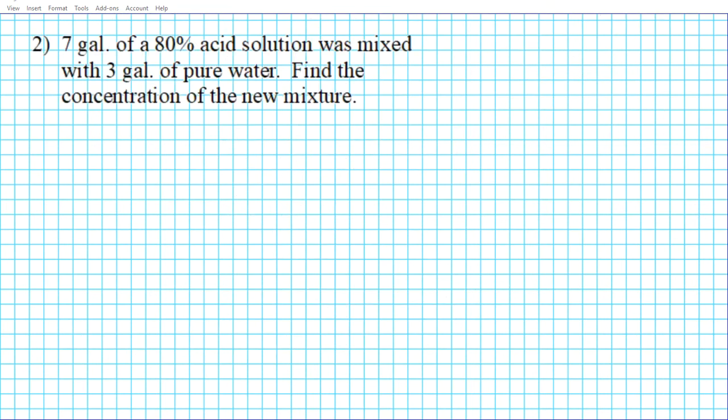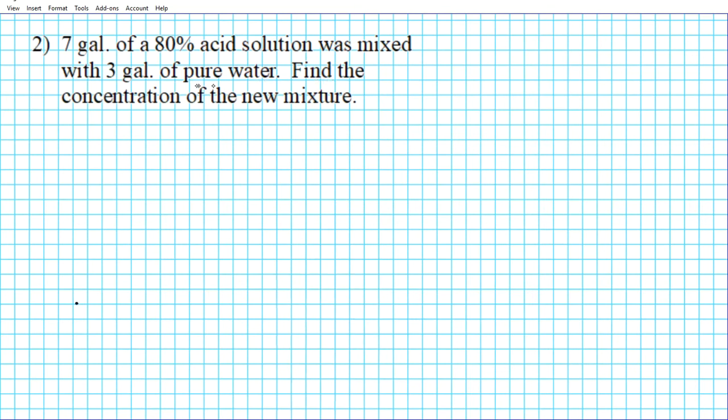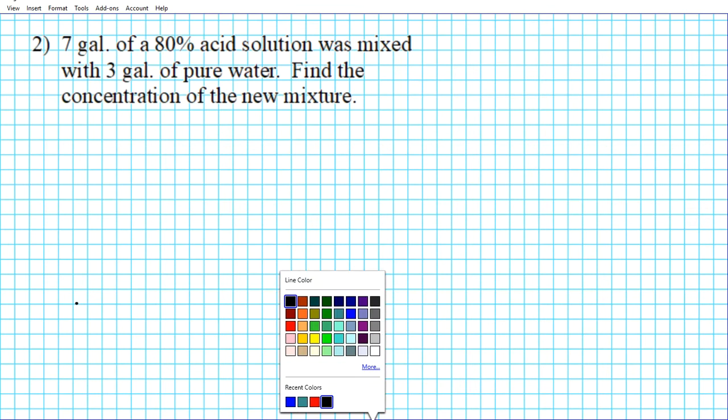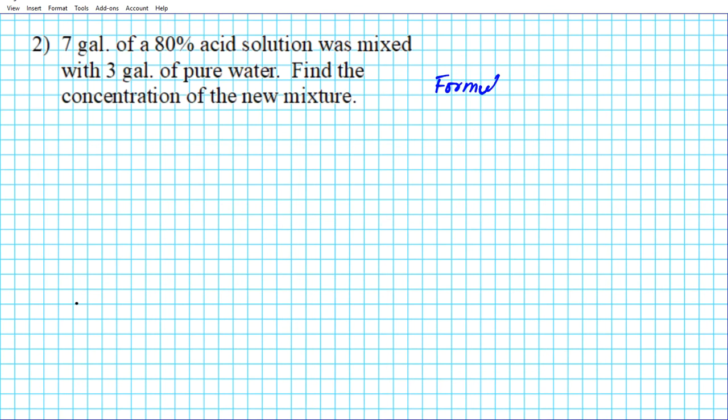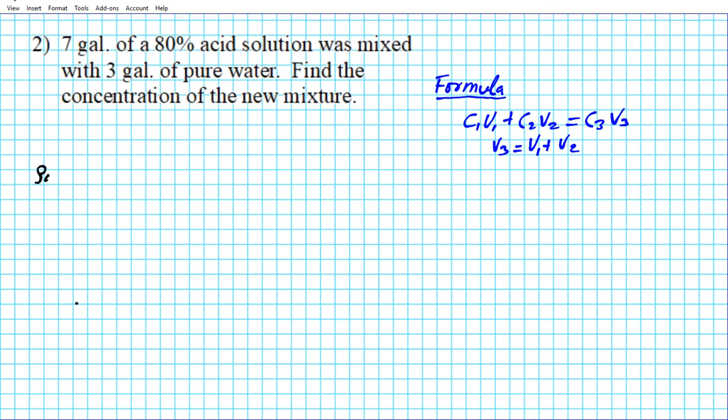All right, let's take a look at number 2. It says 7 gallons of 80% acid solution was mixed with 3 gallons of pure water. Find the concentration of the new mixture. Okay, let's start off by writing down the formula again. The formula for calculating mixture problems is C1V1 plus C2V2 is equal to C3V3, where V3 is V1 plus V2.